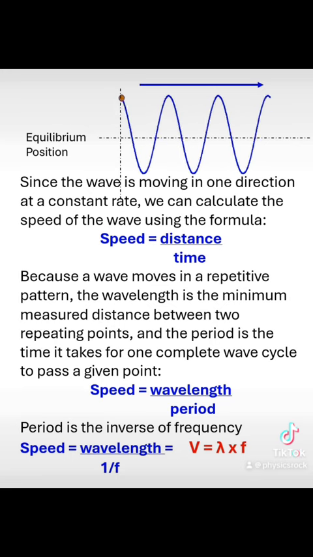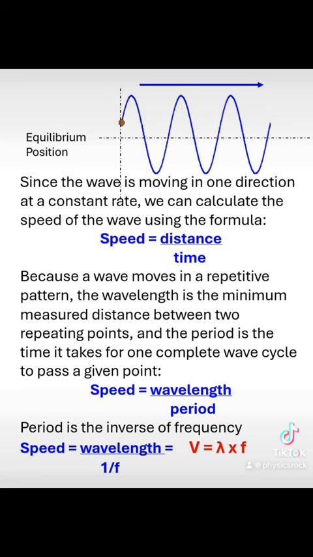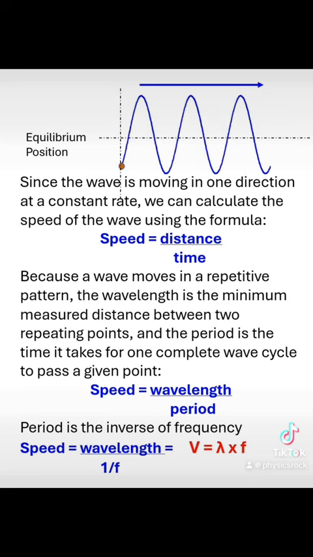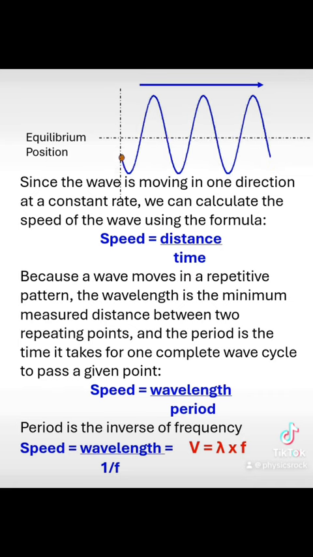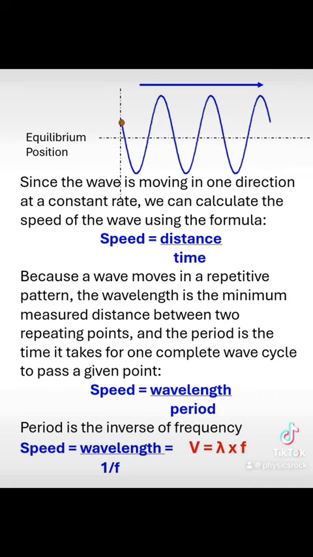The wave moves in a repetitive pattern. Let's consider the wavelength as distance and the period as time. The speed of a wave is the product of its wavelength and frequency.